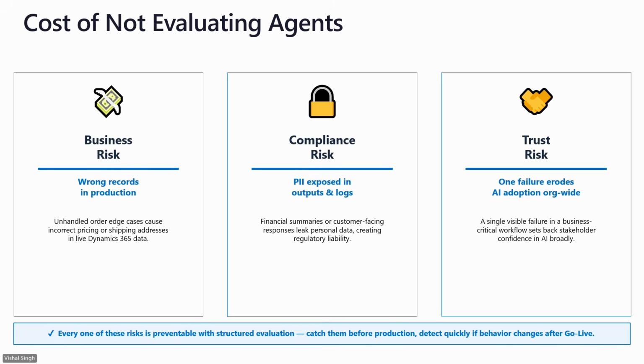And here's the thing that makes all three of these painful. Every one of them is preventable. And that's what a structured evaluation gives you. The ability to catch these before they reach production, and the monitoring to detect them quickly if the behavior changes after go live. So overall, evaluation is not an overhead. It's what makes shipping AI agents safely possible.